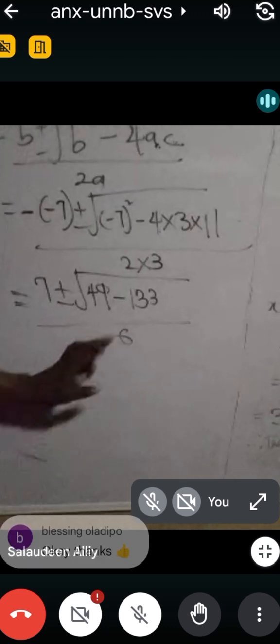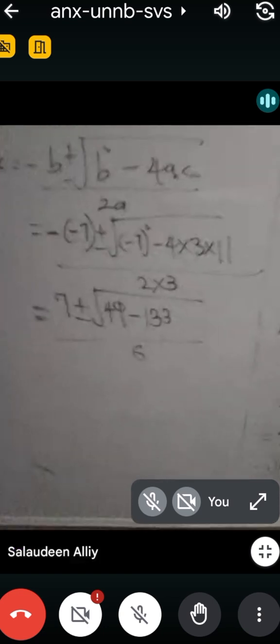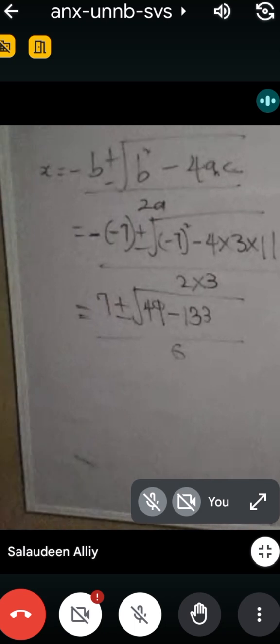So minus 7, so as not to waste much of our time, minus 7 is plus 7, plus or minus square root of minus 7 squared, that is 49, minus 4 times 3, that's 12. 12 times 11 will give us 133, so all over 6. I said it earlier that we are going to get a complex root for this. I'm going to get complex roots.